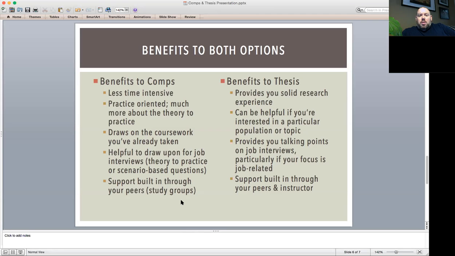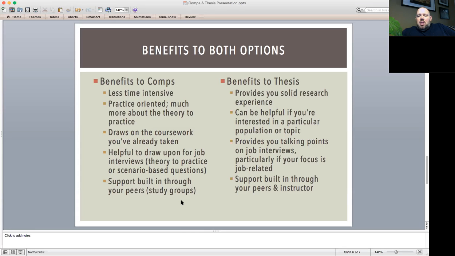Additionally, you also have support built in through your peers, and we encourage folks to start study groups and come together and work collaboratively to come up with draft questions, potential questions, all of that. And so that can be a useful tool in being successful in that.